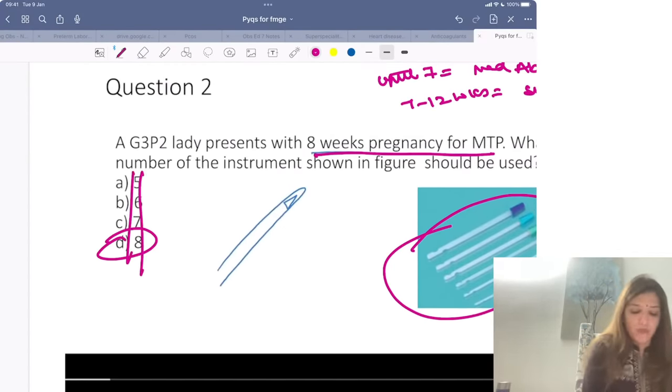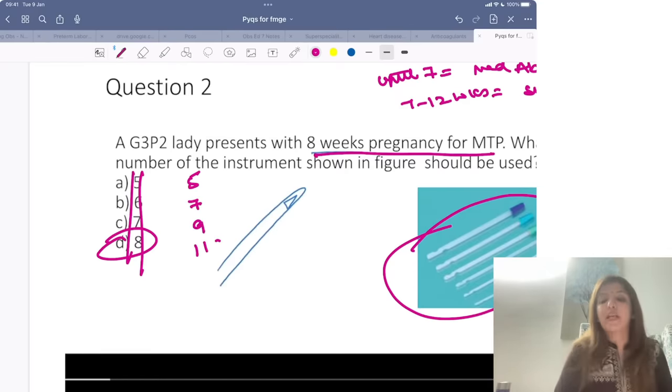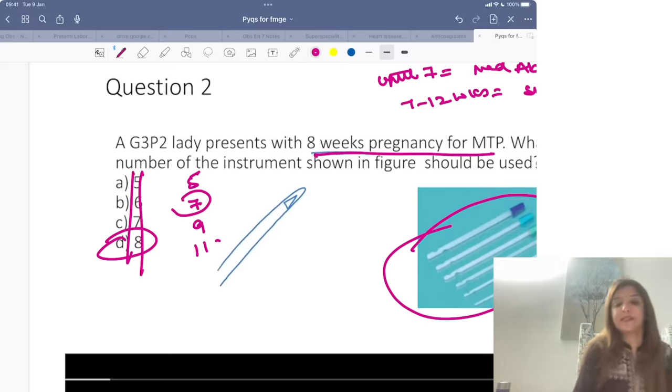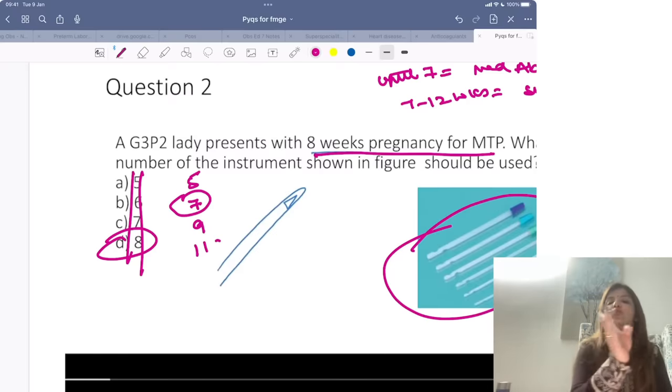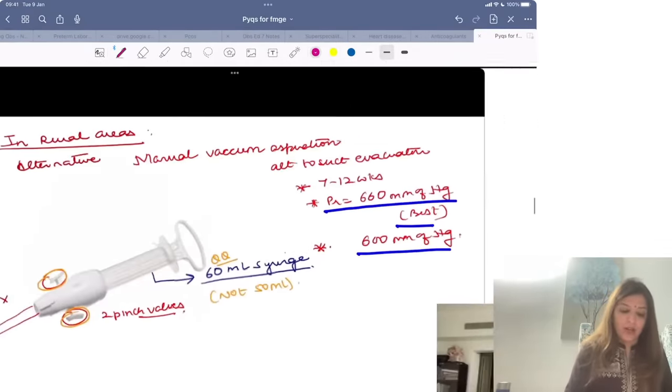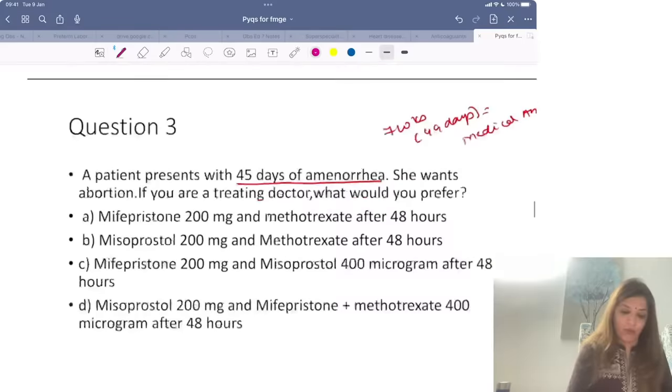Now, suppose in your options, you are given 5, 7, 9 and 11, and patient is 8 weeks pregnant. Now, what are you going to mark the answer as? So, the best answer is that the number on the cannula should correspond to the weeks of gestation. But if option mein ye nahi diya hai, then you have to choose one less. That means if it is 8 weeks, you are going to choose 7 number cannula. You are not going to choose 9 number cannula. Right? So, either it has to correspond to the gestation or one less. Clear? Okay. So, everything about manual vacuum aspiration and menstrual regulation, I've already told you.